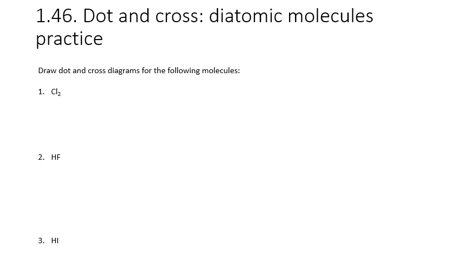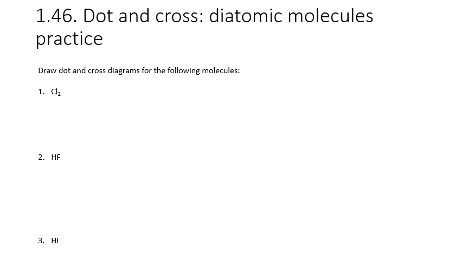Okay, so let's have a bit of practice now. There are 3 here that I haven't done yet, but you should be able to do based on that last page. So, draw dot and cross diagrams for the following molecules: Cl2, HF, hydrogen fluoride, and HI, hydrogen iodide. Pause the video now, have a go, and then we'll go through them.